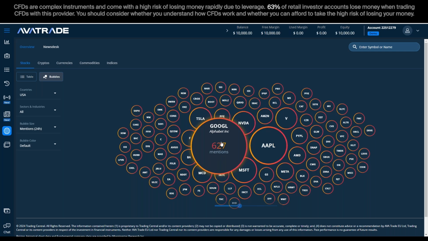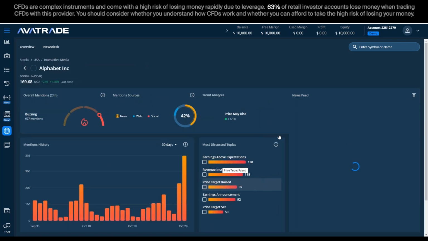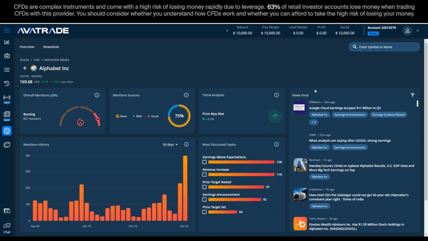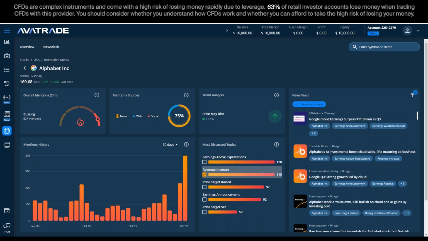Let's click and see. So we're clicking on Google. Giving it a minute to load. Okay, and on the right hand side, we have all kinds of articles about different topics. What if I would only want to focus on the revenue? Okay, so what I can do is I can click here on the box with revenue increase, click it. And as you can see here, revenue increase, it folded down to the mentions that I've picked.